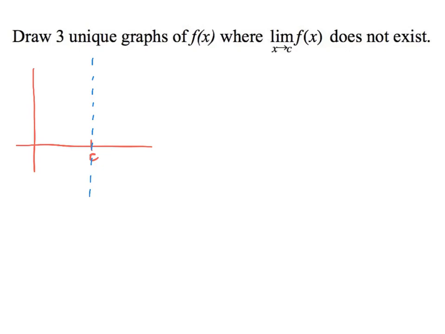Think about this. If I have a graph and the graph goes up next to that, and this side goes down like that, are we approaching from the left and from the right, are we approaching the same value? No, we're going completely different places. So that is one example of where the limit does not exist.